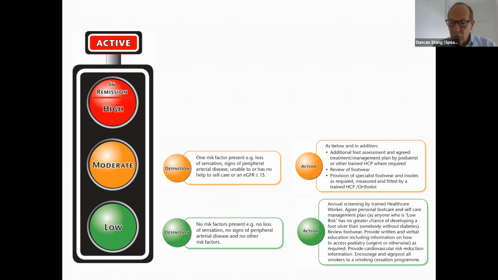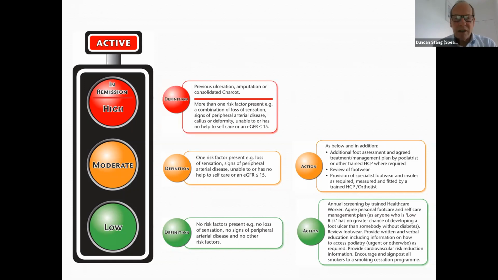There will be a review of footwear, and in the case of people who have feet that don't easily fit into shop-bought shoes, there may well be the provision of specialist footwear and insoles measured and fitted by a trained healthcare professional or an orthotist. So that is moderate risk.